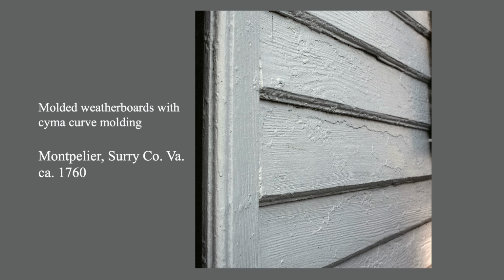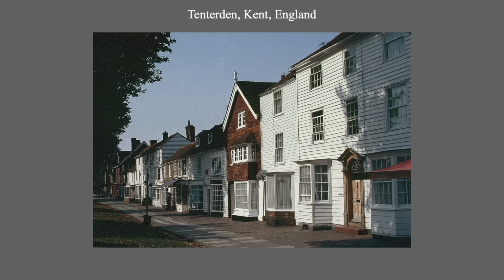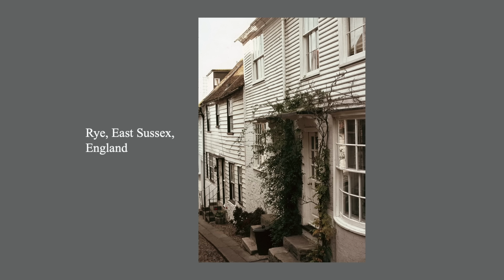The use of weatherboards is very rare in England, but we do find some early examples, especially in the southeast counties of Kent and Sussex, where they are a regional characteristic. A number of weatherboarded dwellings line the high street of Tenterden in Kent, and molded weatherboards sheathe the facades of these houses in the Sussex town of Rye.